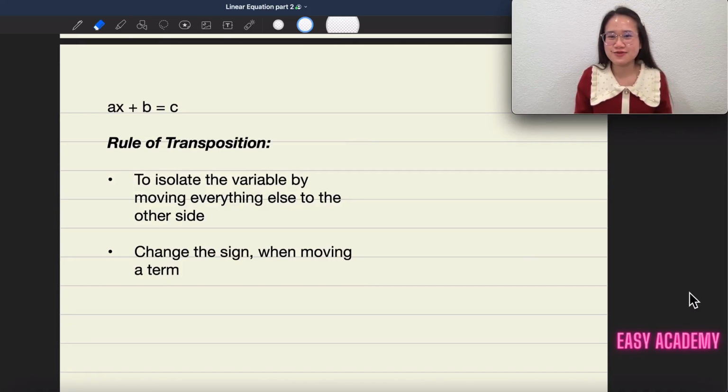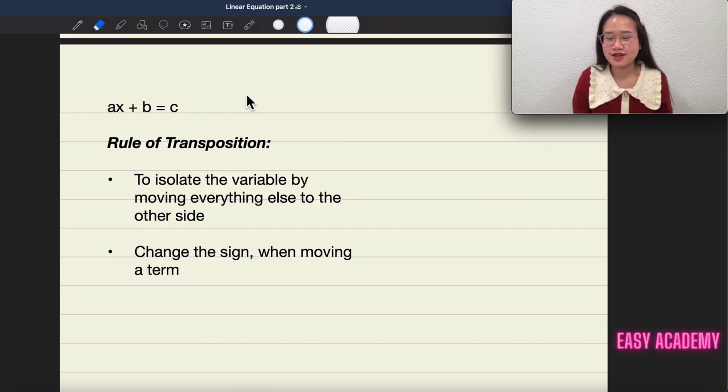But first of all, let's review. ax plus b equals c is the form of a linear equation where a, b, and c are constants, a is different from 0, and x is our variable with the highest power of 1.